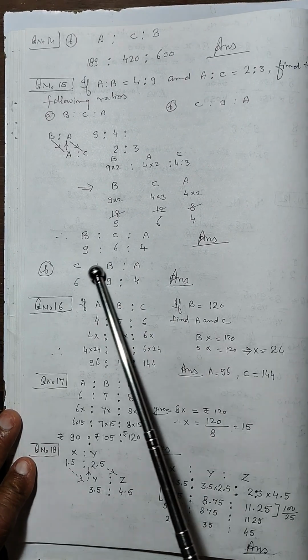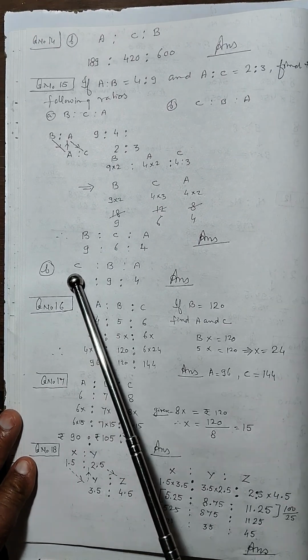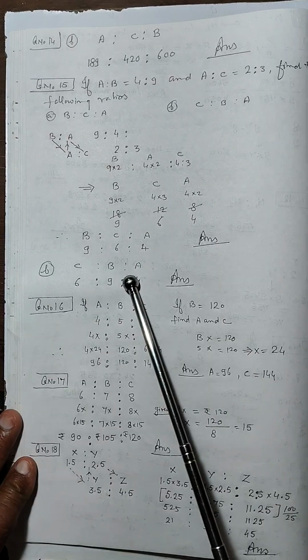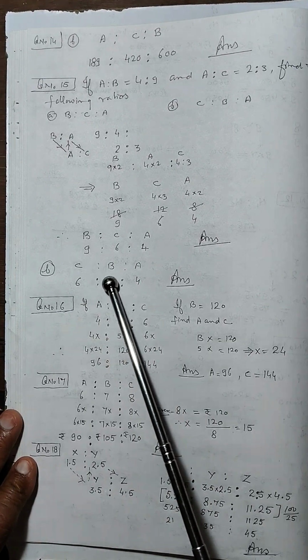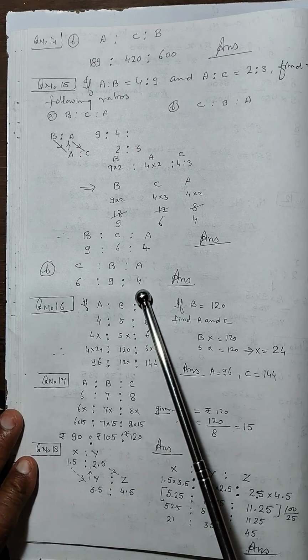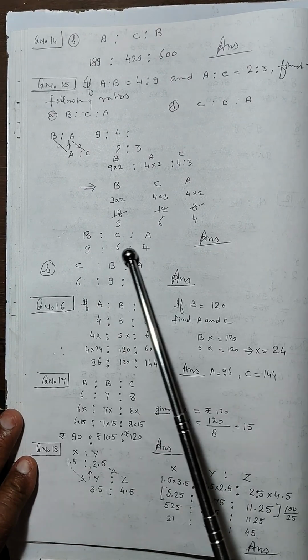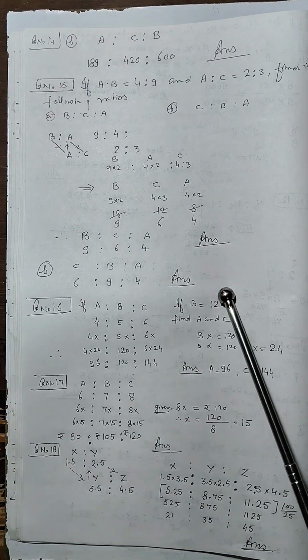Now come to question number 15, B part, that is we have to find the CBA. So what is C here? C is 6 and B is 9. So 6:9 and is to A, that is 4. Just shift this one. Now come to question number 16.